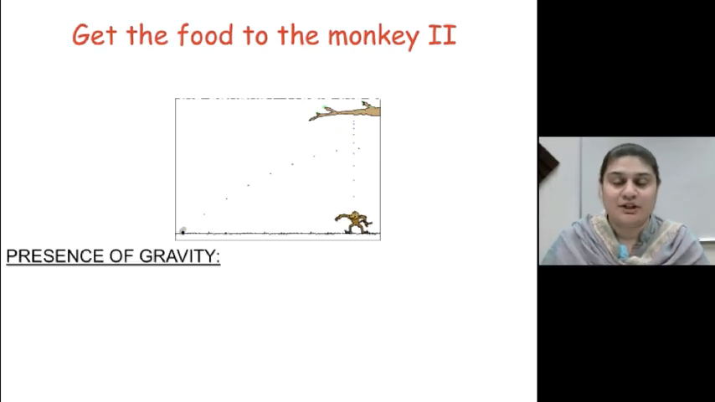Now gravity is turned on. You aim towards the monkey, and you aim it to where you think he is going to be when the banana reaches him. And he misses it, and he falls to the floor, and you don't get anything.